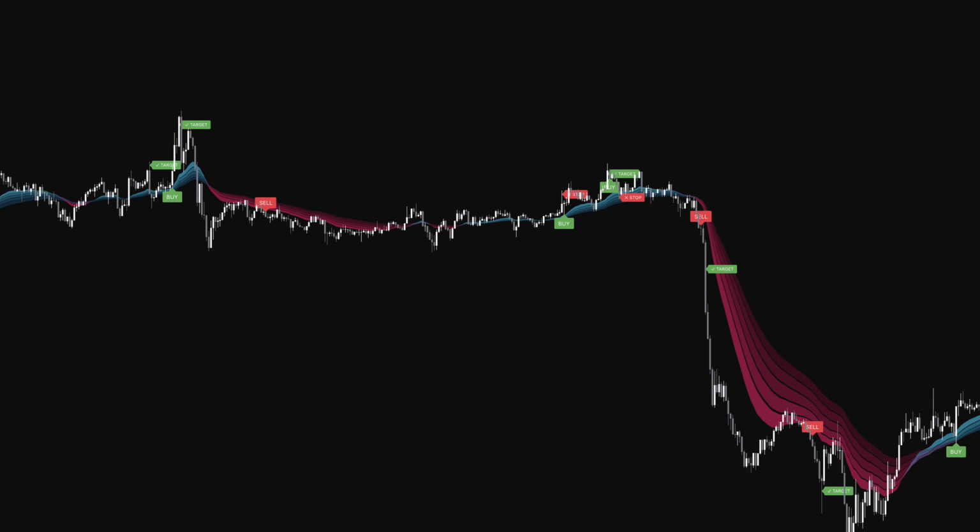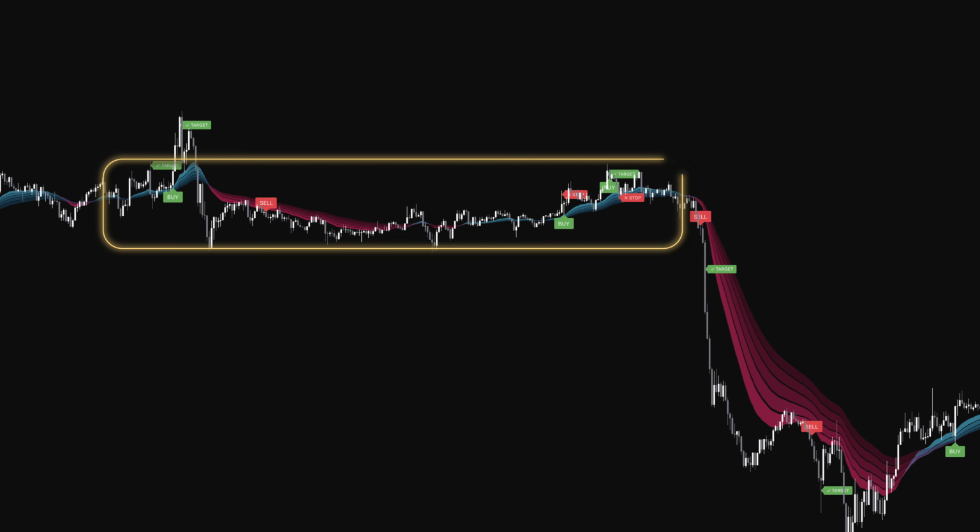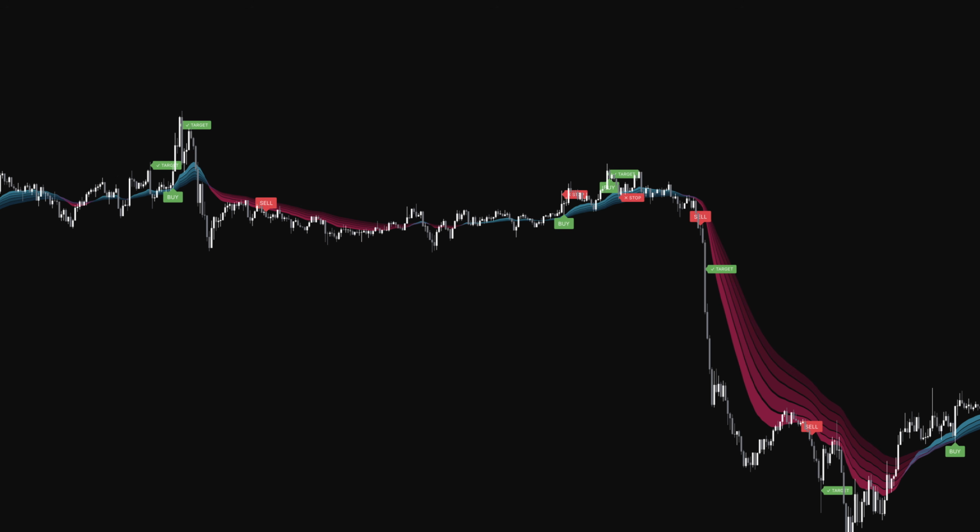Price chopping through the ribbon center indicates ranging conditions. While the indicator blocks signals when ribbon colors are mixed, it can still fire when the ribbon aligns but price remains in a tight range. In those cases, waiting for a clear breakout improves reliability.